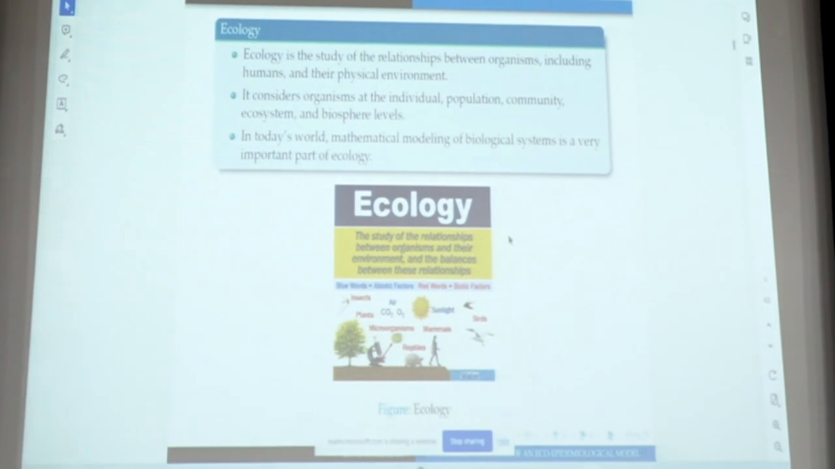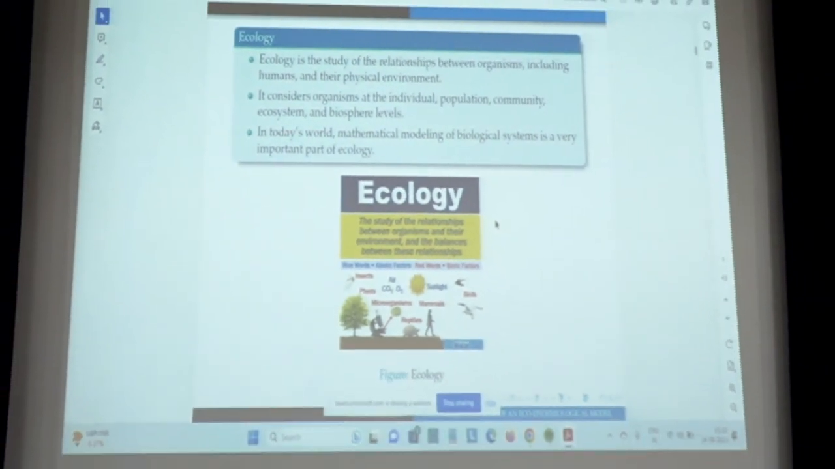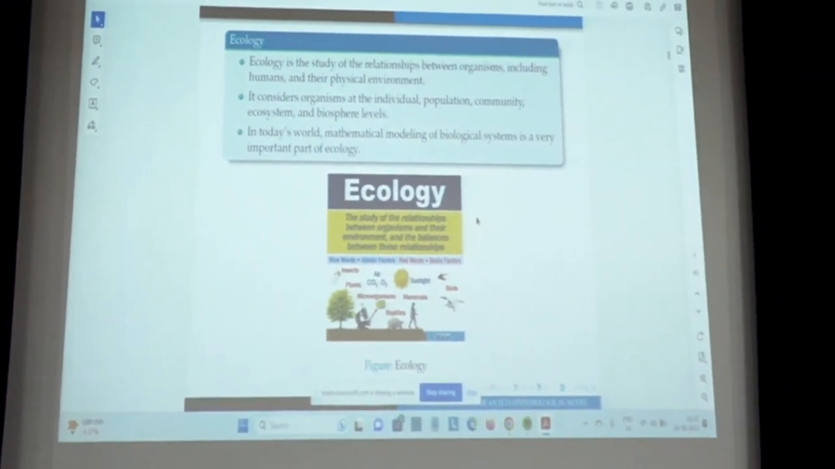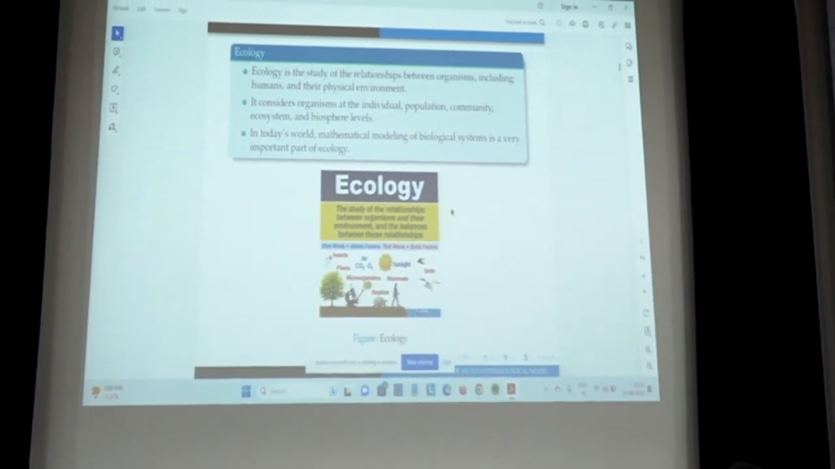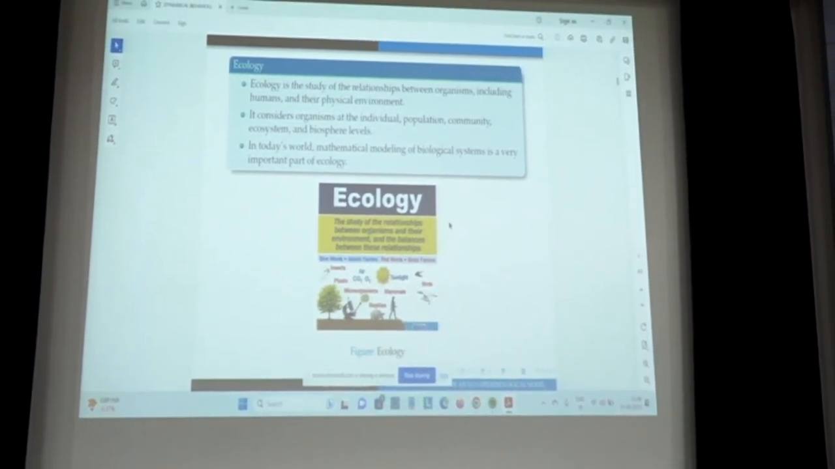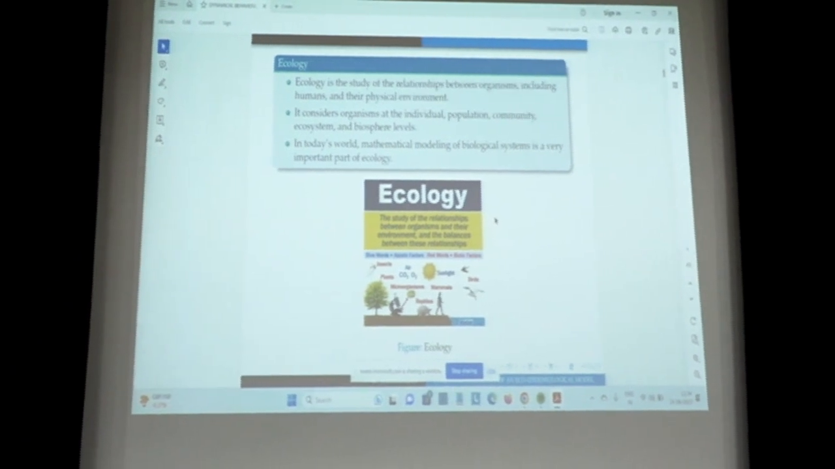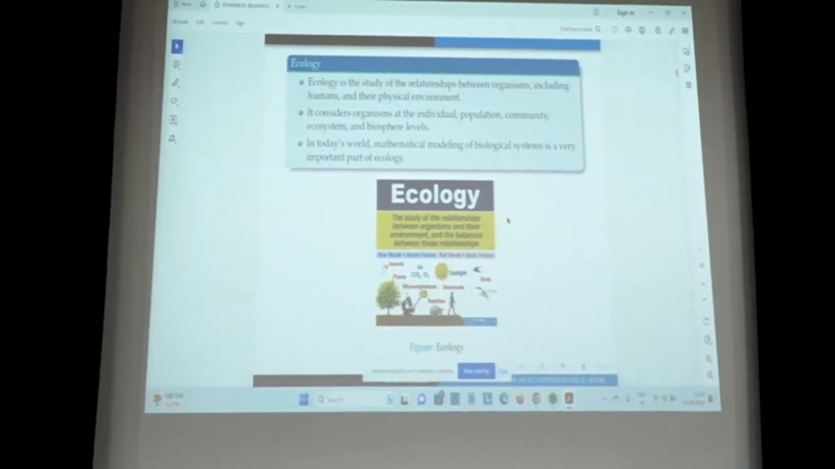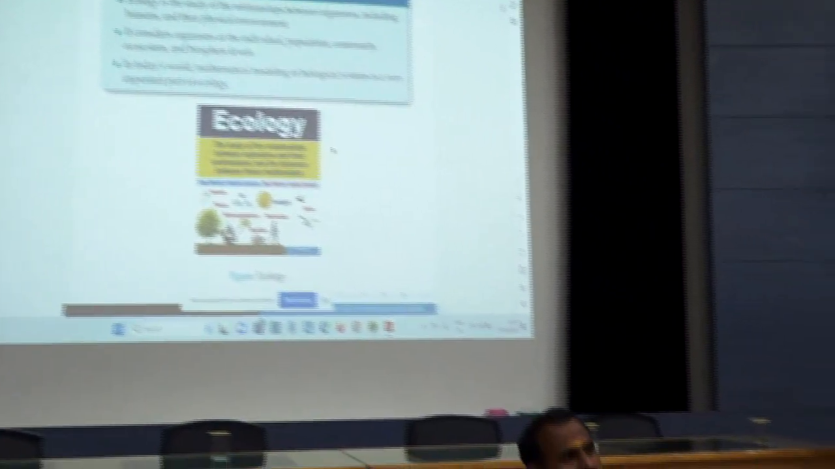So before entering into the eco-epidemiological model, we should know what ecology is. Ecology is nothing but the study of the relation between organisms and their environment. Simply we say it is a relation between living and non-living things. For example, the relation between biotic factors and abiotic factors. Nowadays, ecology is a very important tool to form a mathematical model.